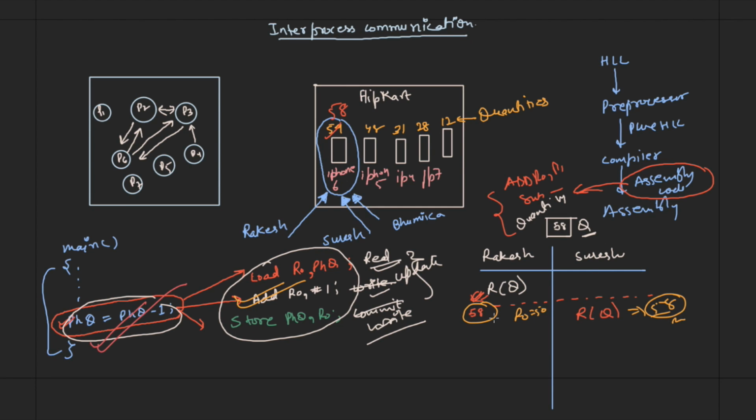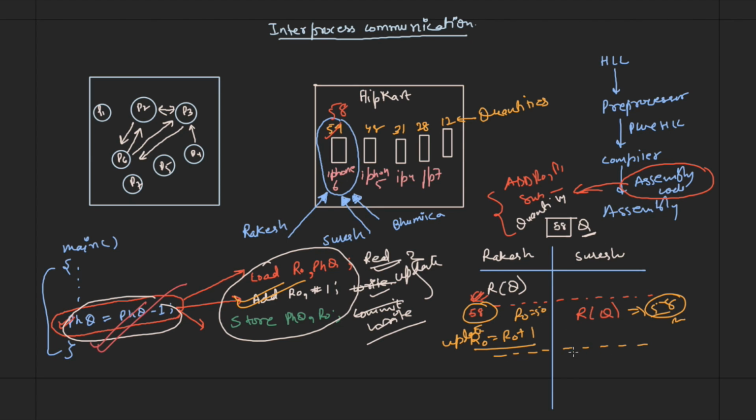Now what will happen, Rakesh will say I'm going to update the value of R0, so R0 is equal to R0 plus 1, right. That means I'm going to update this value, but remember that Rakesh has not written the value yet, and then there is a preemption, because at one time a processor can execute only one instruction.